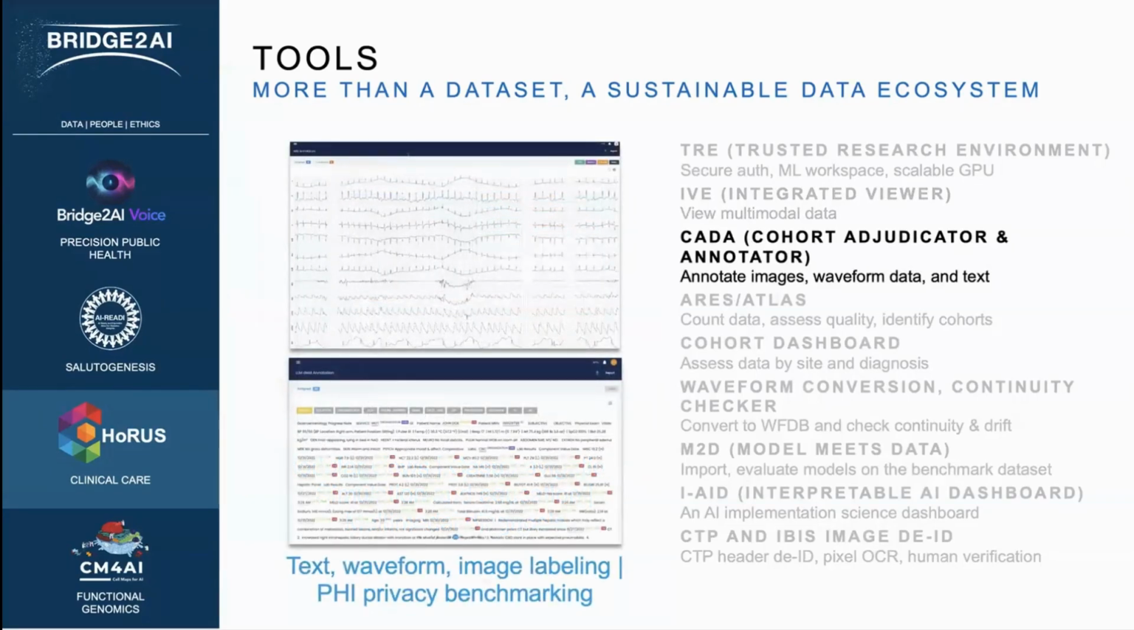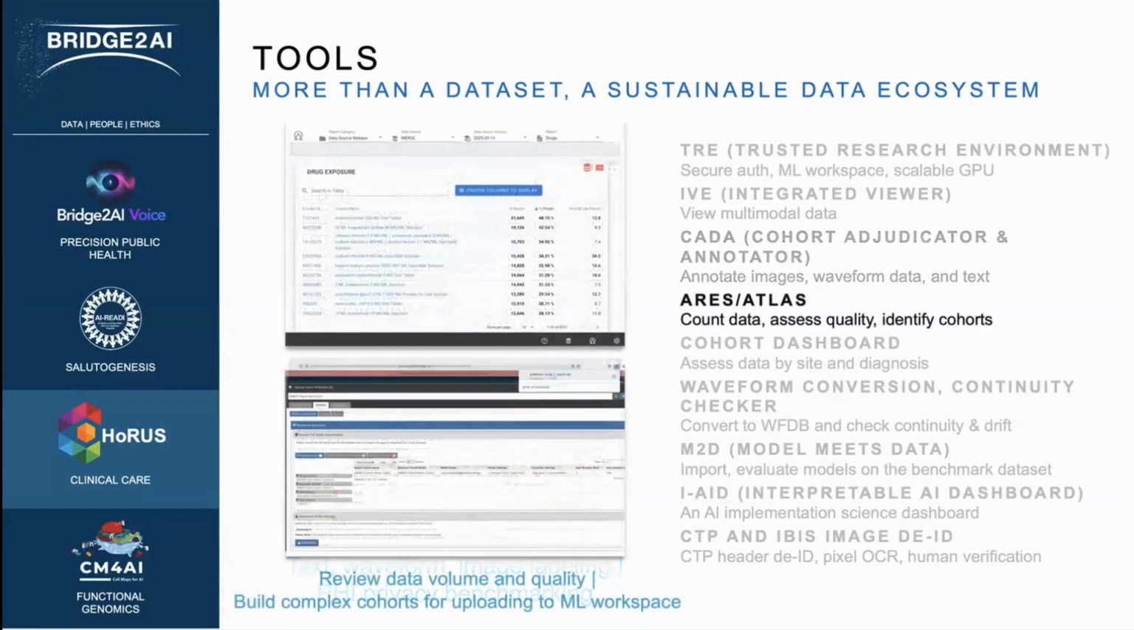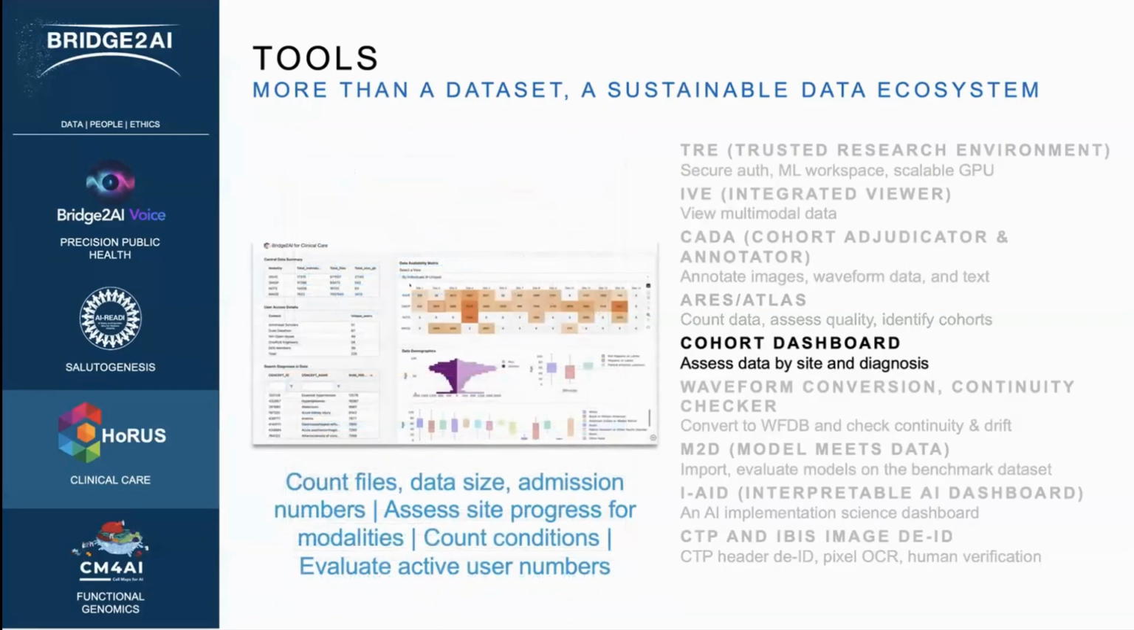A cohort annotator, where you can actually apply a label such as arrhythmia or AFib, or label text as PHI or not. The canonical Odyssey tool stack, Aries, to explore the data here. It shows that in our cohort of 45,000 patients, 21,000 have been administered Tylenol, for example. And at the bottom, Atlas, which is a cohort picker, which basically you can either through code or through a graphical interface say, I want this type of combination of patients.